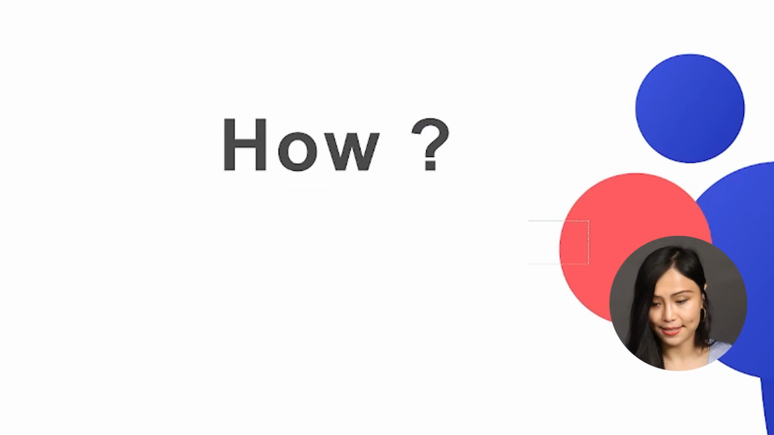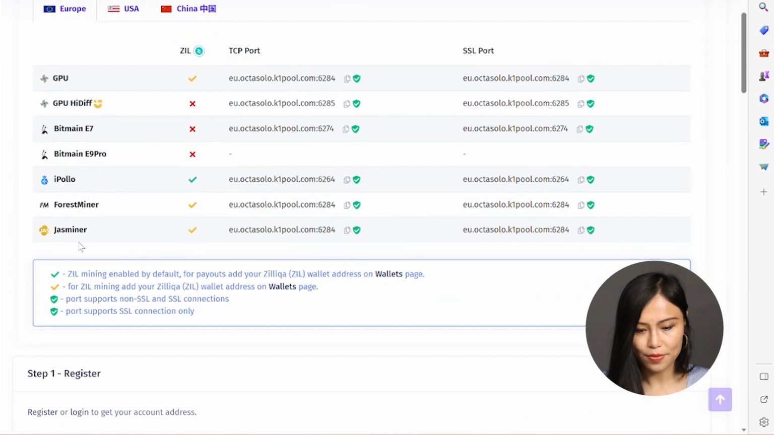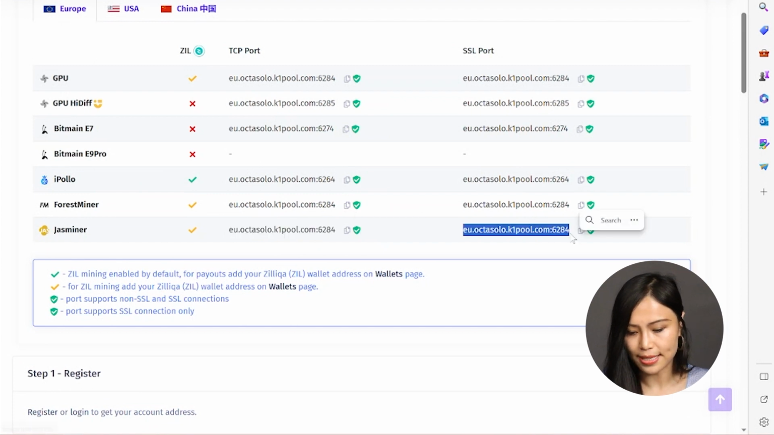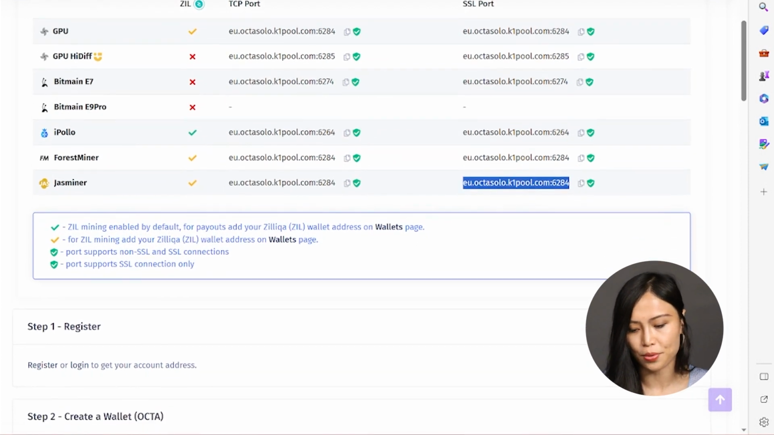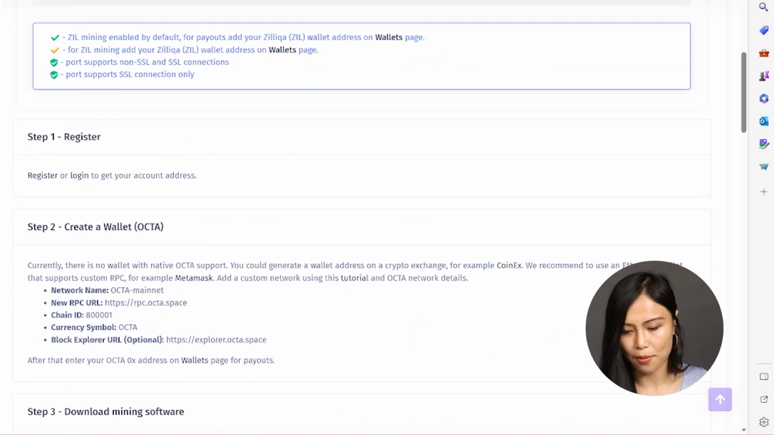Basically, here is the K1 pool, and how you can get it registered. This is a very important detail. Here is the Jasminer. This is for the solo mining pool. This is for the non-solo mining pool. You can choose around, but it really depends on your preference on the mining pool to choose. But currently, we are choosing the non-solo mining pool, which means it's that one.